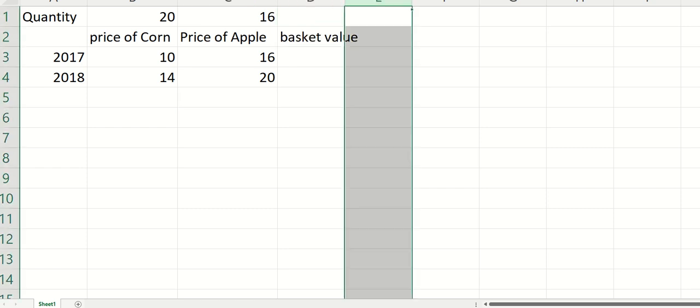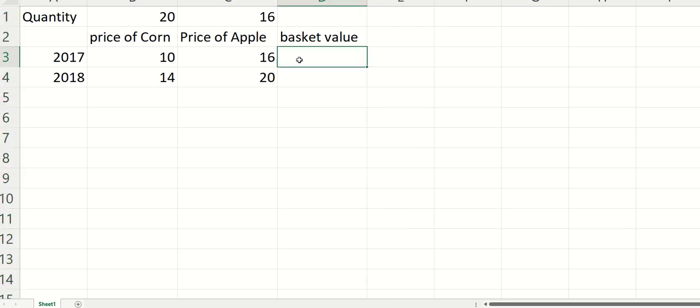So for the basket value, we're going to use the price of each year times the quantity of each year. So for 2017 it will be $10 for corn times 20 for corn plus $16 for apple times 16 apples. And then for 2018, same quantity, so 20 for corn times $14 for the price of corn, and then plus 16 quantity for apple times $20 for apple. So that's your basket value. And last step, CPI.